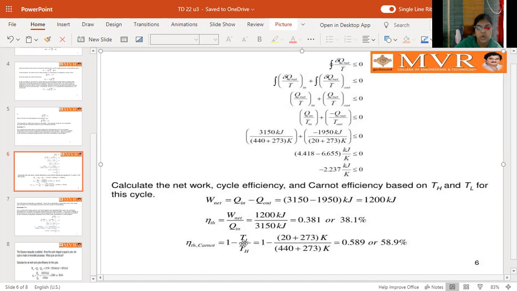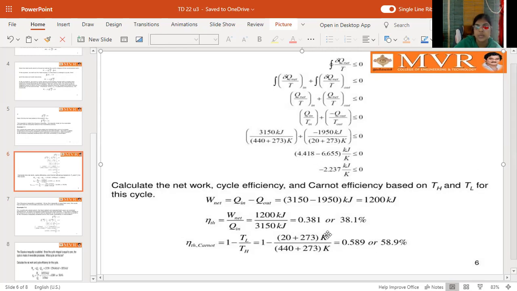And what do you know of the thermal efficiency of the Carnot cycle? The efficiency of the Carnot cycle is 1 minus TL by TH, where TL is the lower temperature and TH is the higher temperature. Just put in the values, with temperatures taken in Kelvin only, so we add 273 to the degree centigrade values. 1 minus 20 plus 273 by 440 plus 273, and we get 58.9%.